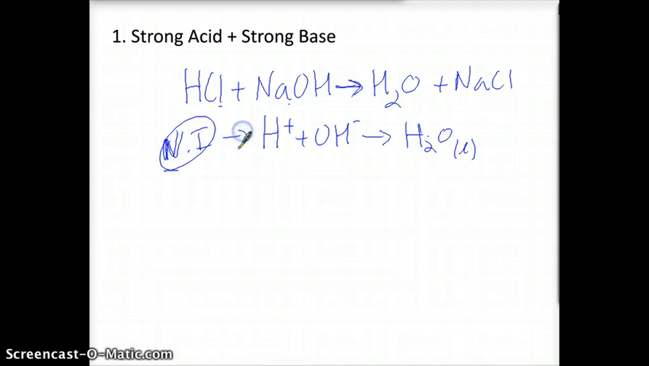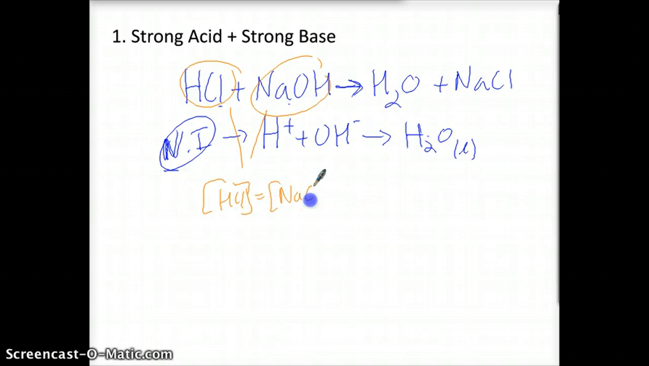Okay? So these are the type of reactions that we've seen before, where usually, if the concentration of HCl equals the concentration of NaOH, and you have equal volumes, the final pH comes out to being 7, being neutral. Okay? Not always the case, because we could change the concentration or change the volume, but that's one type of reaction.